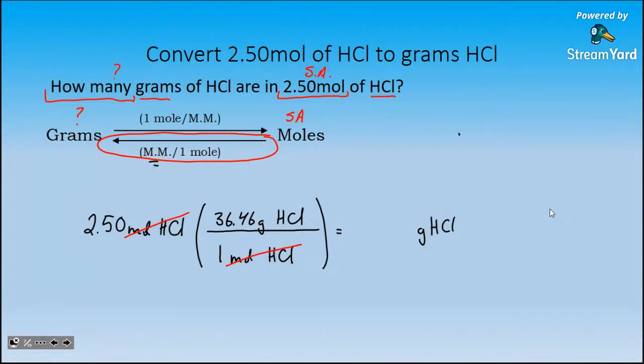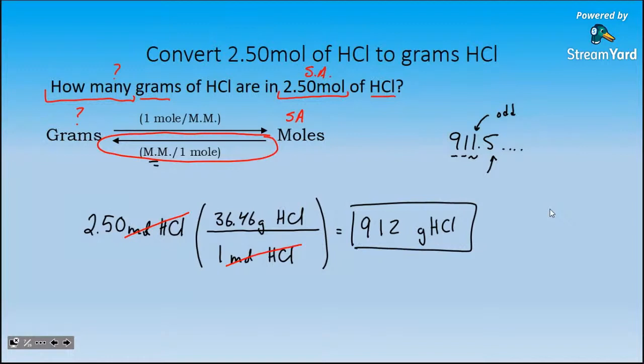So this is one of those special rounding rules. First, second, third significant digit is followed by a 5, but because that 5 is followed by nothing, I look back at the last significant digit, and because it's odd, that gets rounded up. So I'd end up with a final answer of 912 grams of HCl. So throw a little rounding rules in there for you as well.